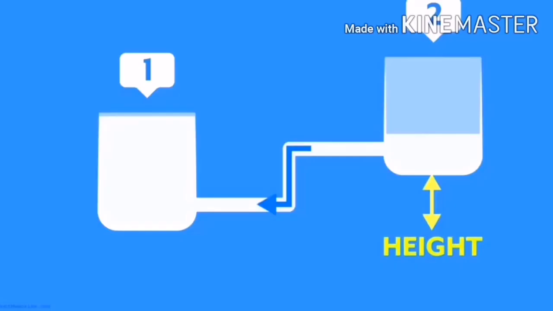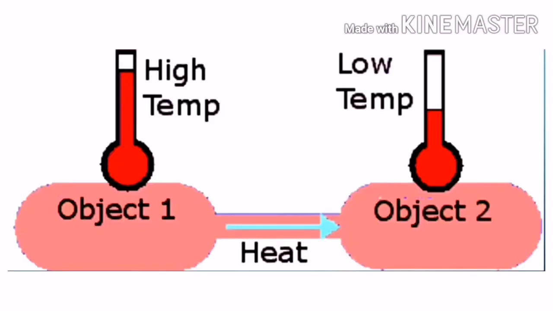And once you raise the height of one beaker, what do you see? The water will flow from beaker 2 to beaker 1 due to electrostatic potential. Now students, in this example, we learn how a difference in level can help to flow electricity.